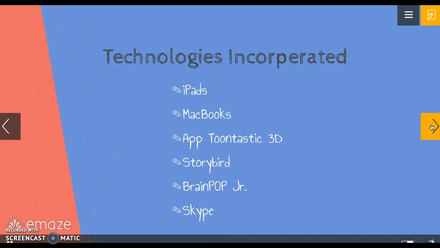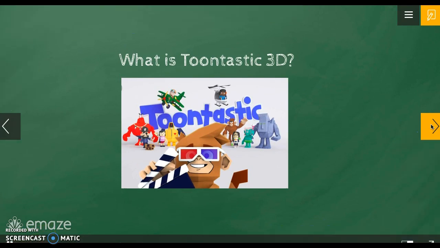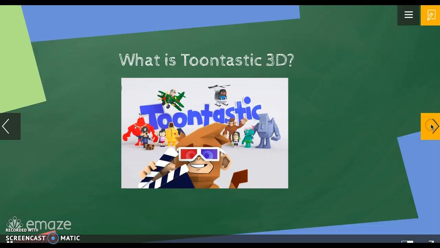The technology that I will be using will be iPads, MacBooks, Toontastic 3D app, Storybird, BrainPop Jr., and Skype. Toontastic 3D is a storytelling app that allows students to design their own characters and bring them to life with animations and recordings.